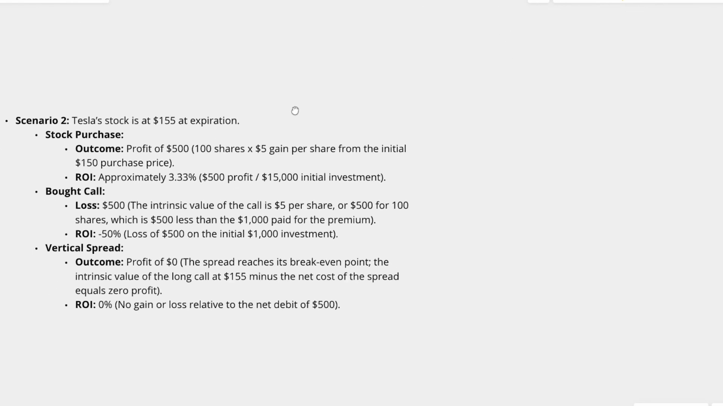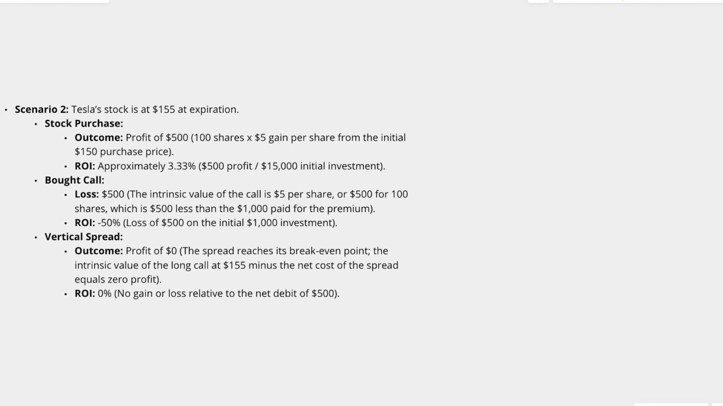So let's look at scenario two now, where the stock doesn't go up as much. It just goes up $5. So if it's just up from 150 to 155, if you own the stock, then you've got a $5 profit per share. So you're going to be up $500 there, and then $500 over your initial investment. You've got a return on investment of 3% there when the stock just moves $5. So not bad, but not a huge return on investment.